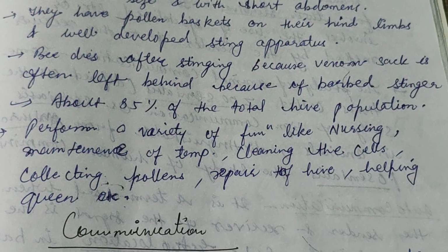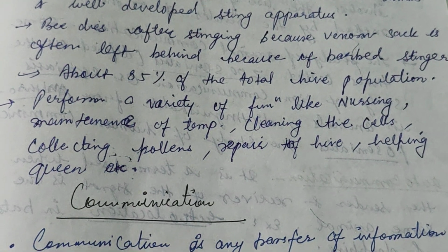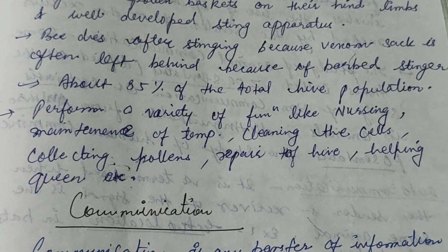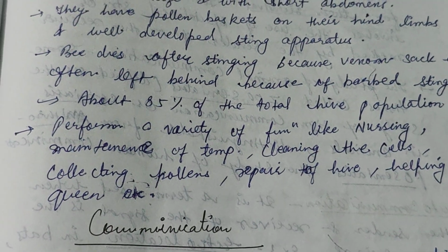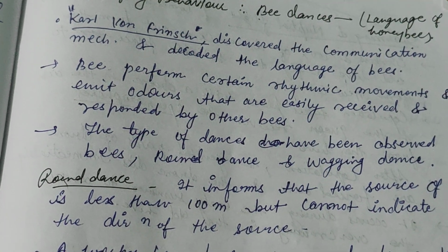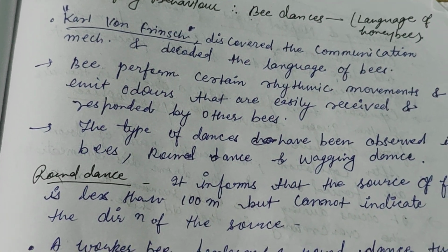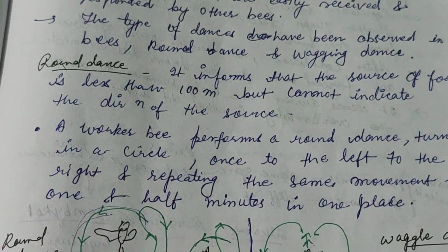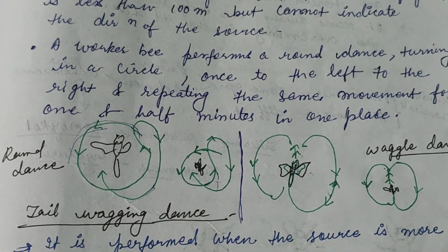About 85% of the total hive population perform a variety of functions like nursing, maintenance of temperature, cleaning the cells, collecting pollen, repair of the hive, helping the queen, etc. Honeybees show two types of dance, the round dance and the wagtail dance, and Carl von Frisch was the first to discover and decode the language of the bees. Here is the figure of the round dance and the wagtail dance.